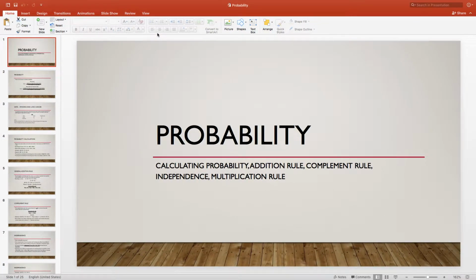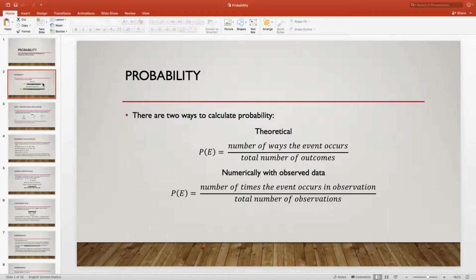Welcome to my lecture on probability. So we're going to begin with how do you calculate a probability. And it turns out there's two different ways. Okay. So one of them is theoretical, and in this situation it's the number of ways the event occurs divided by the total number of outcomes.